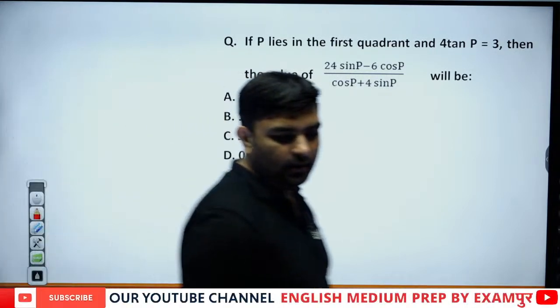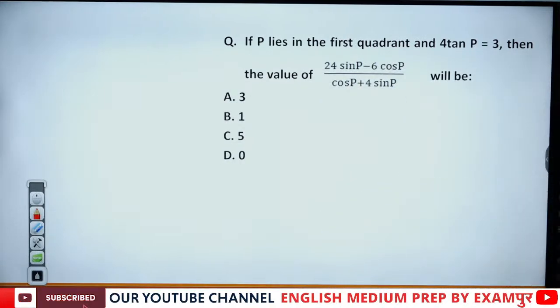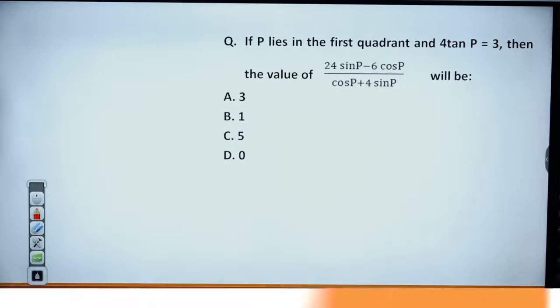Priyanka, well done. This is what we have learned in the previous session. So, a question from the previous session as well.